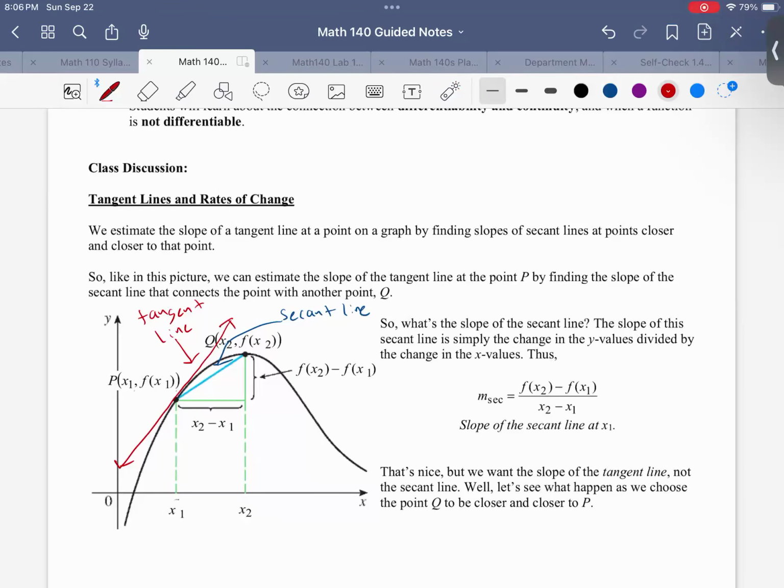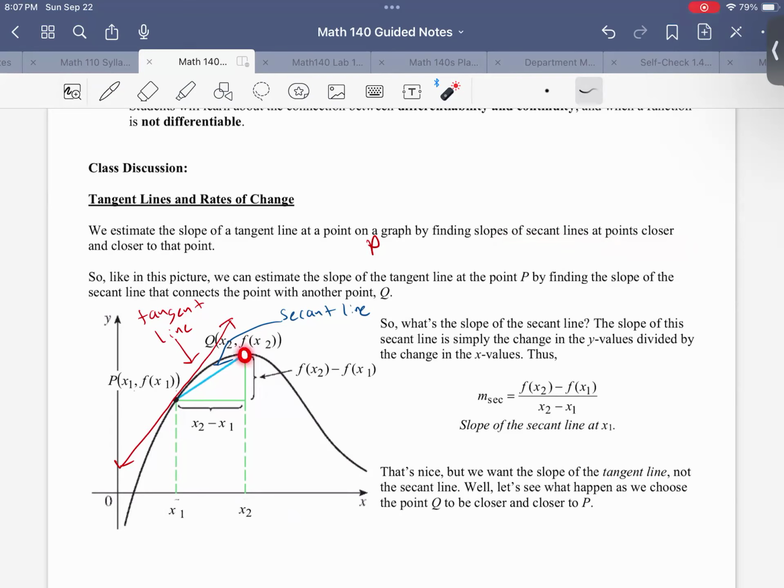But in our past, we've only known how to find the equation of a line with 2 points. I have P, I have Q. I know what the equation of this line is, but I don't know how to find the equation of that line because I only have 1 point, P. There are ways to go about this. We can estimate the slope of this tangent line at a point on the graph, in this case P, by finding the slopes of secant lines at points closer and closer to that point.